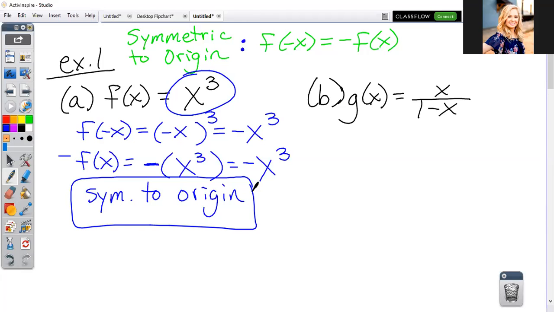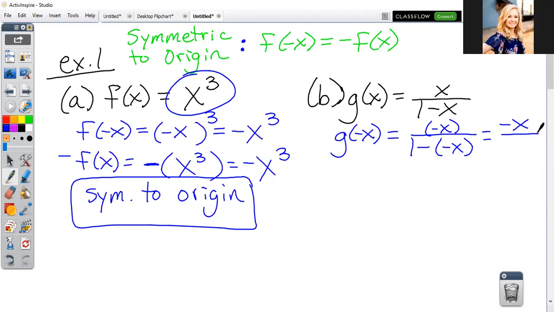I'm going to explain it doing this one, okay? We're going to do the same thing. Find g of negative x first. Does it matter which one you find first? It doesn't. You have to do both of them anyway. I'm going to plug in everywhere I see an x. What am I going to plug in? Negative x. So that's negative x on top over 1 minus a negative x on the bottom. And you simplify. So that will be negative x over what's on the bottom now? 1 plus x.